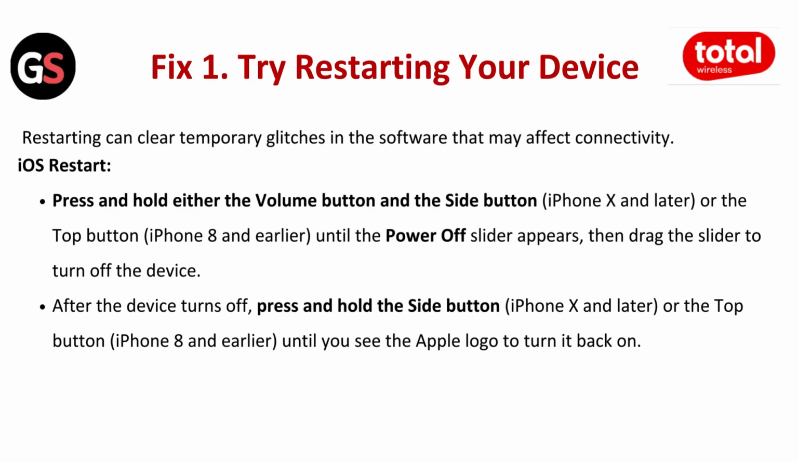iOS restart. Press and hold either the volume button and the side button, iPhone X and later, or the top button, iPhone 8 or earlier, until the power off slider appears, then drag the slider to turn off the device. After the device turns off, press and hold the side button, iPhone X and later, or the top button, iPhone 8 or earlier, until you see the Apple logo to turn it back on.